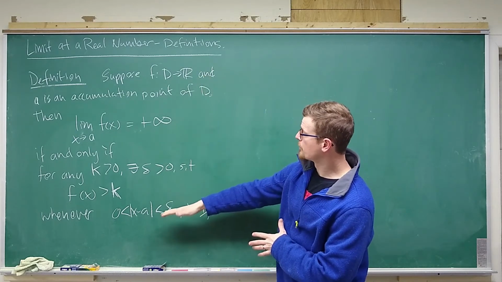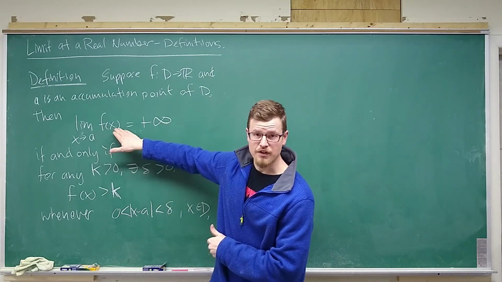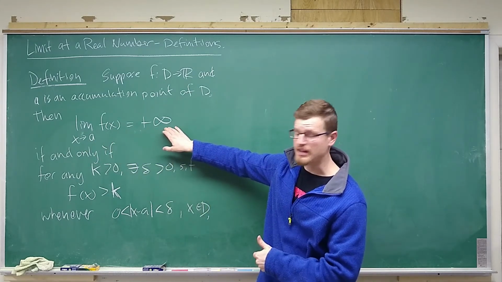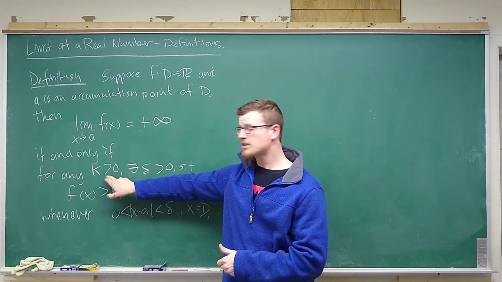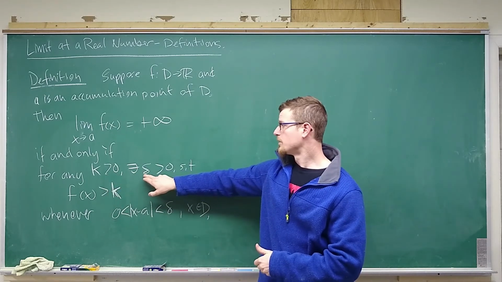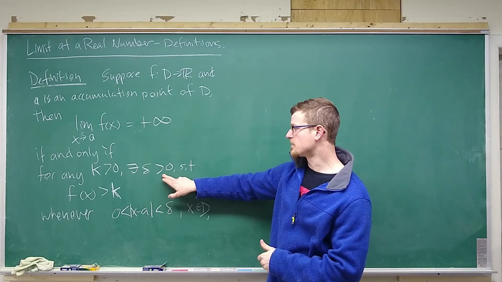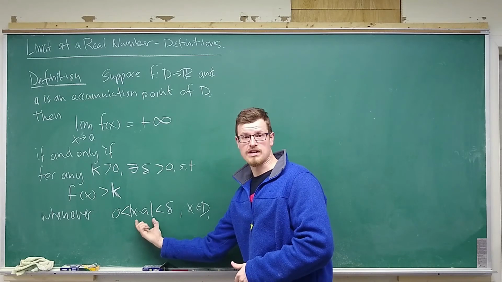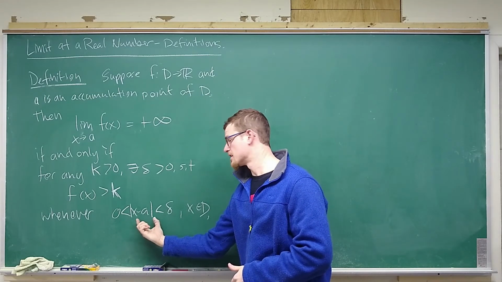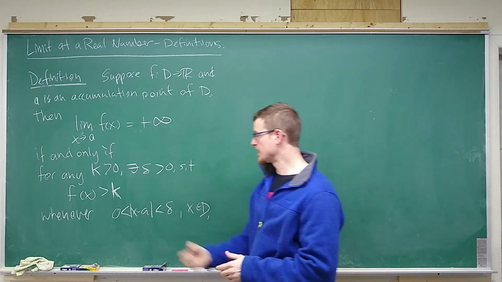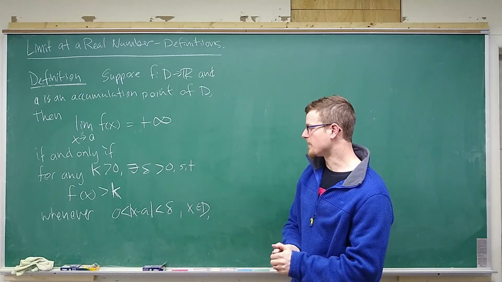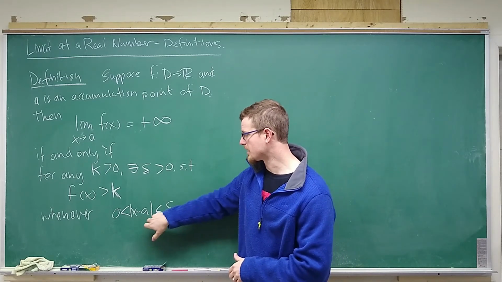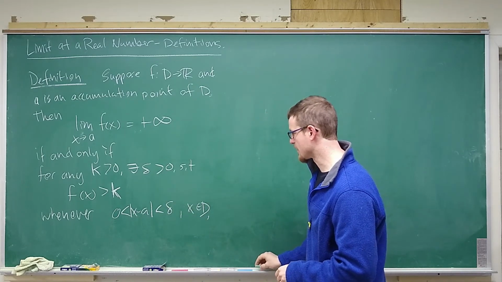All right, so going over this definition, the limit of our function f of x as x approaches A is positive infinity if and only if, for every positive value k, we can find a delta greater than 0 such that the function is larger than k whenever we're near A. So whenever we're within the deleted neighborhood of A, having size delta. Okay, so whenever we're within delta of A, but not actually equal to A itself.